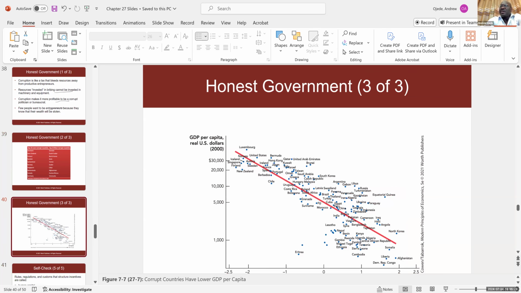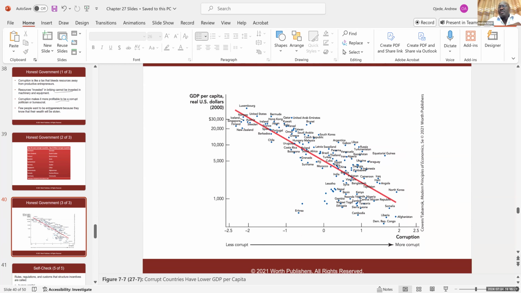Economists have found that there's a negative correlation between corruption and economic prosperity, measured by average income, GDP per capita. As the level of corruption increases, which we're measuring on this axis, you can see that countries like Somalia and Afghanistan, which are very corrupt, have very low average income. So there's a negative correlation between economic prosperity and corruption.